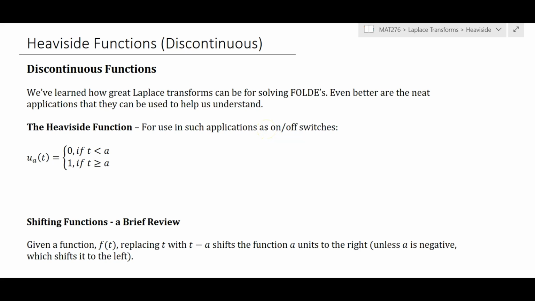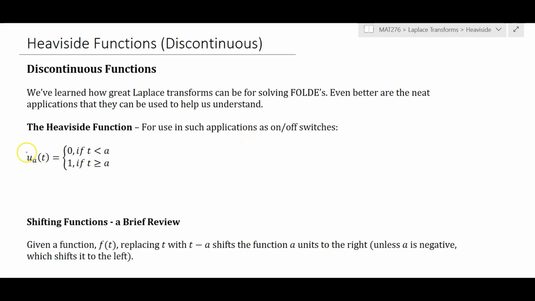One of the most powerful tools in working with Laplace transforms is the ability to work with discontinuous functions. And discontinuous functions are functions that are not continuous. The particular one that we'll study in this case is called the Heaviside, named after Heaviside, and it takes on one of two values. It's kind of like a light switch in that a light switch could either be off or on. So 0 we could think about as off, and 1 we could think about as on.